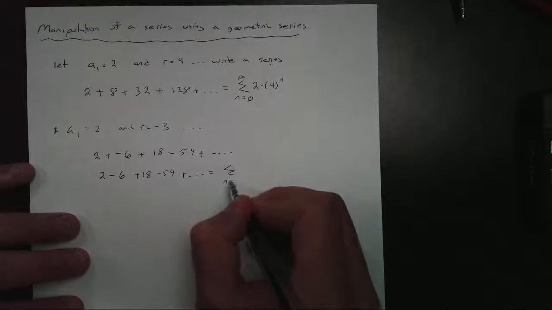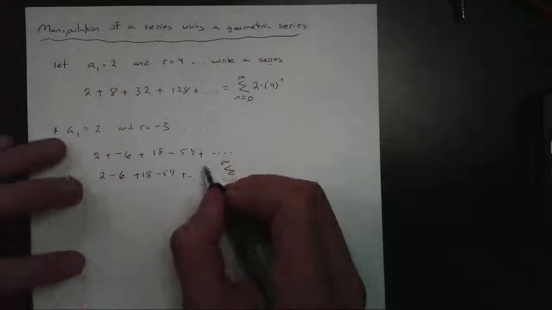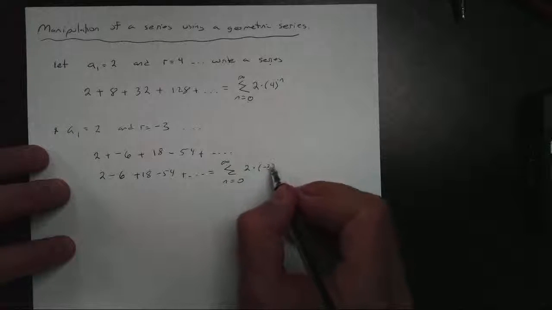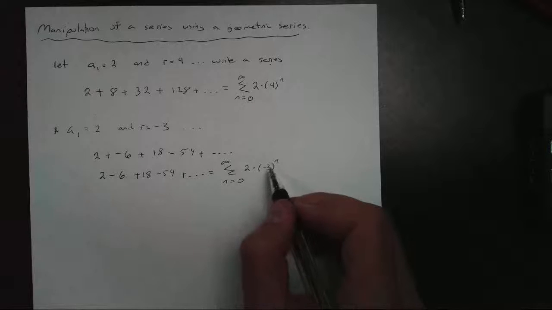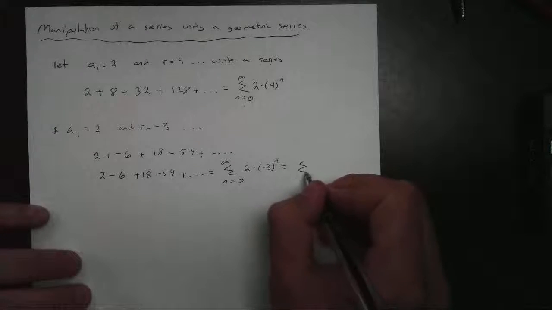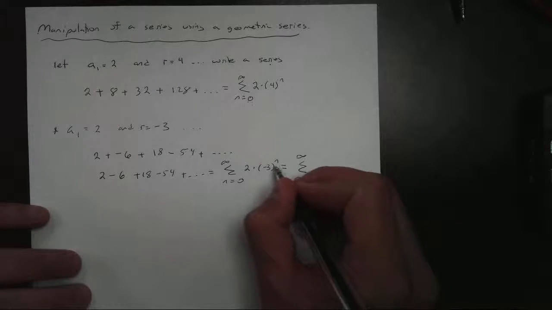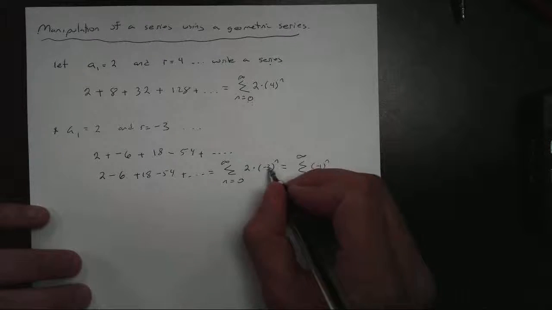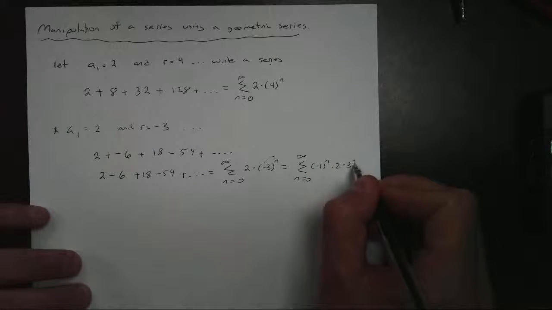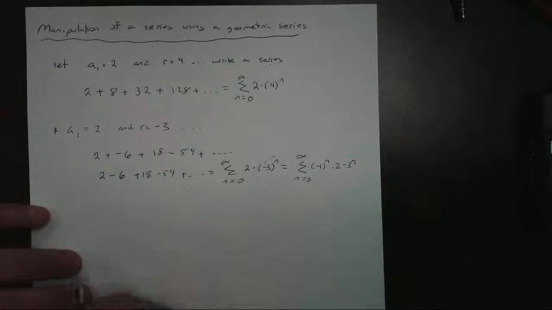equals, and now I write this as my series from 0 to infinity, and I just take my first term times my common ratio, -3, to the n. Now you notice this is alternating, so if I want to be fancy, I could just take out that -1 to the n, because I can distribute there, times 2 times 3 to the n. And there's our series right here.